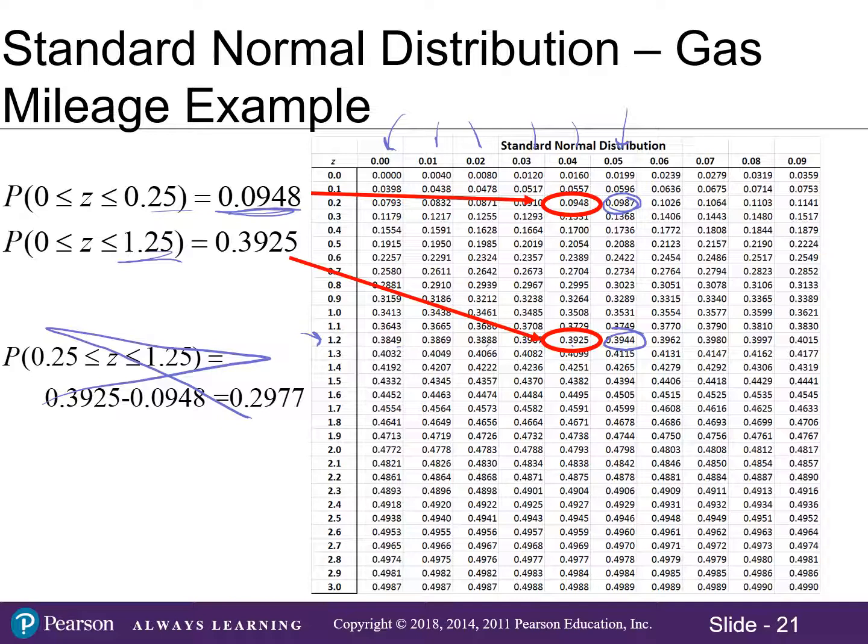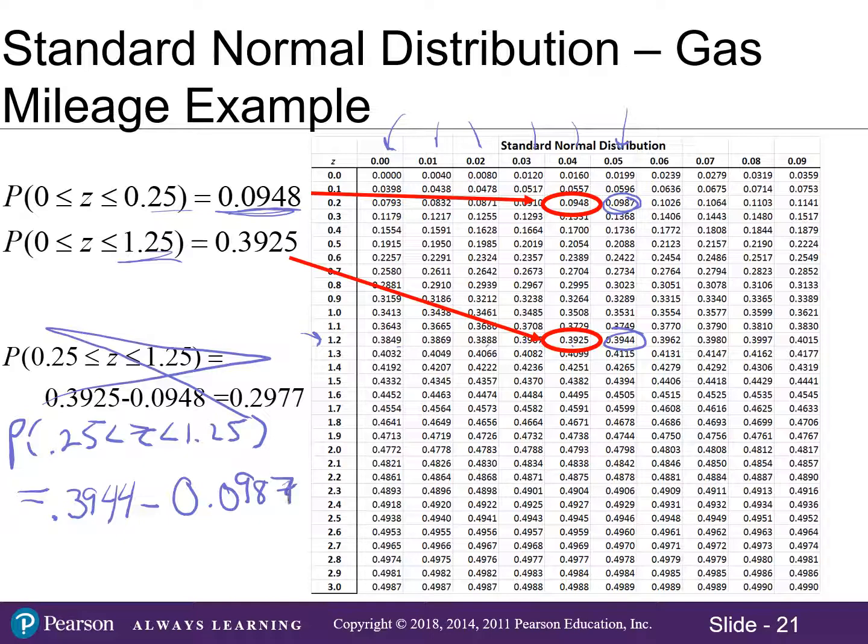Now here's where you've got to be careful. Since I'm looking at the area between these two, I just need to subtract them from each other to get this. So to get between 0.25 and 1.25, I'll make sure when I do my copy of the notes that this is correct, so you don't have to have the same troubles. So this is 3,944 minus 0.0987. And hopefully this makes sense area-wise, since these are doing area up to 0.25 and area up to 1.25.